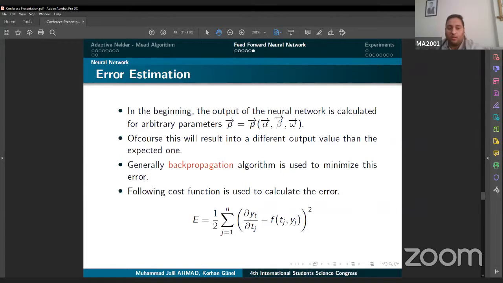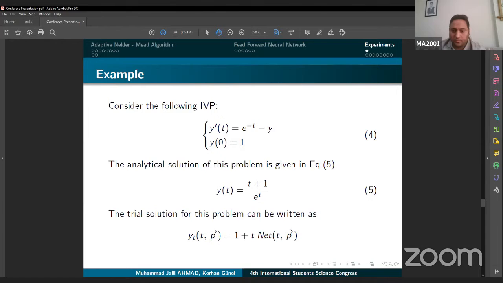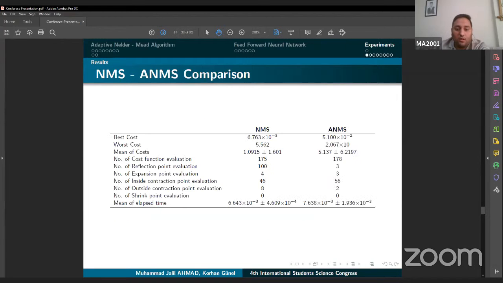So how can we calculate the errors? Of course, there is an expected value and there is a calculated value, and their difference will give us the error in our calculation. As an example, we have solved this particular initial value problem. We can clearly see the analytical solution of this problem is given here. The trial function for this particular problem is given here.